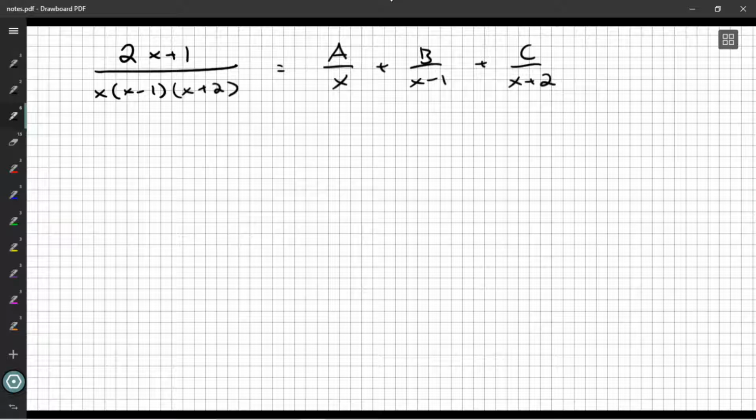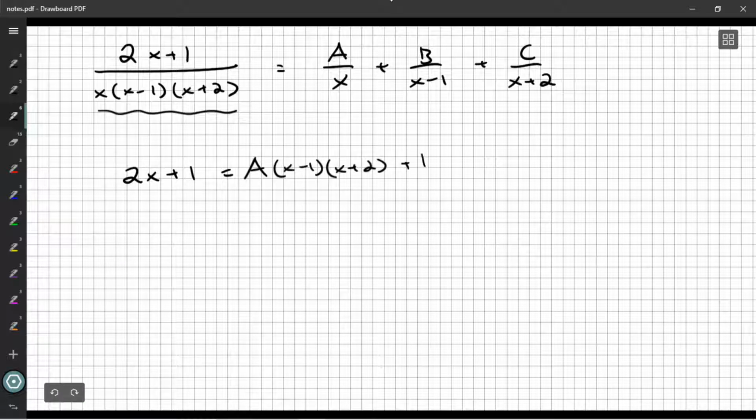Well, we multiply both sides by x times (x - 1) times (x + 2). And what will happen is you'll get 2x + 1 over here on the left. Now you'll have A over x times (x - 1)(x + 2), but those x's will cancel each other out. So instead, we could just simply write A(x - 1)(x + 2). Similarly, when we multiply the B over x - 1 by this, the x - 1's cancel out. And for C, we get a similar story.